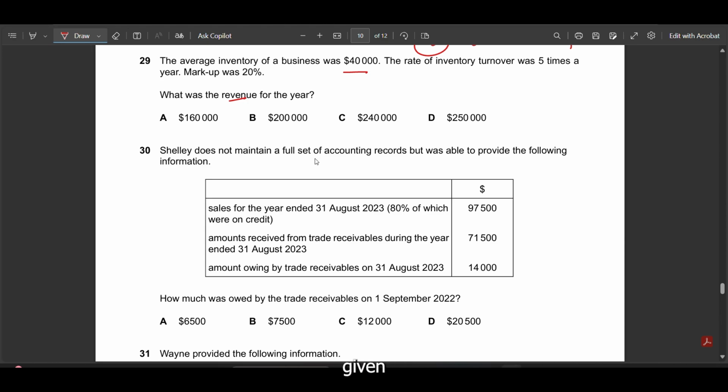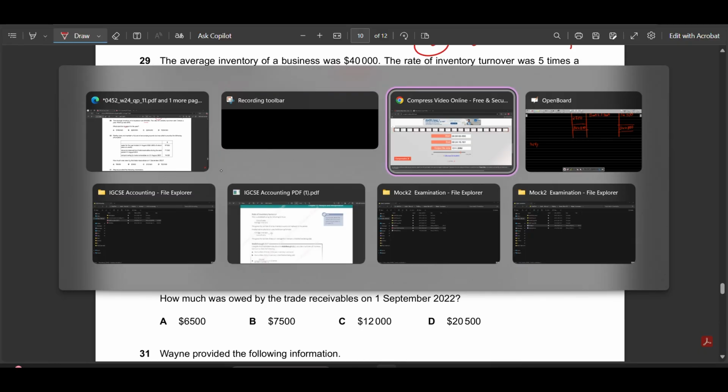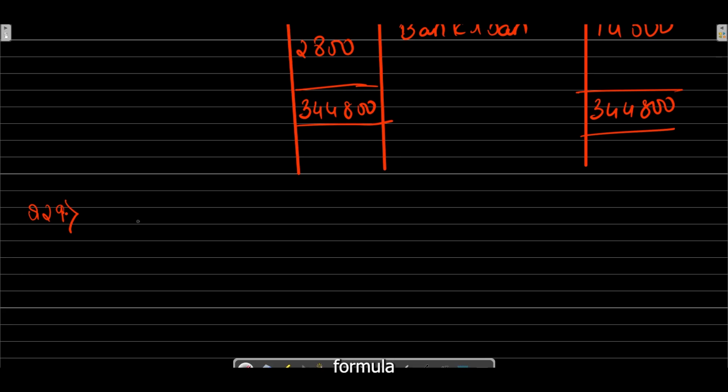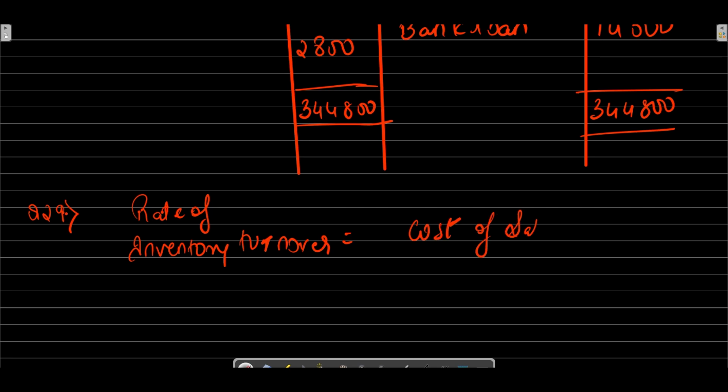Over here they have given us inventory turnover. So first of all, we need to calculate the cost of sales in order to proceed further. They have given us rate of inventory turnover. So what's the formula for rate of inventory turnover? It's nothing but cost of sales divided by average inventory.